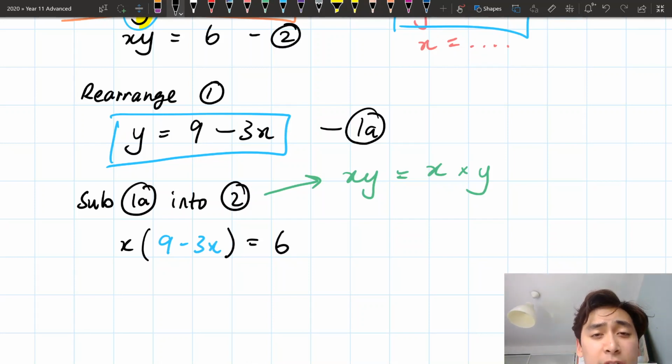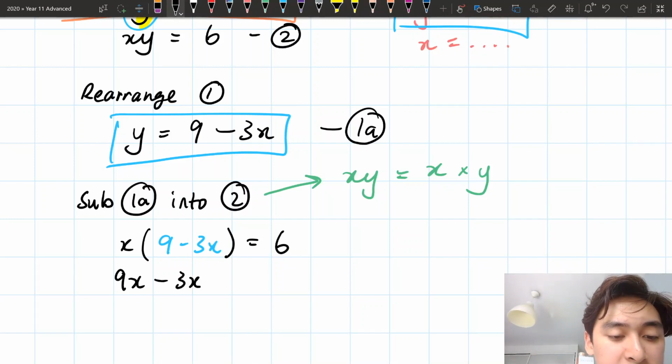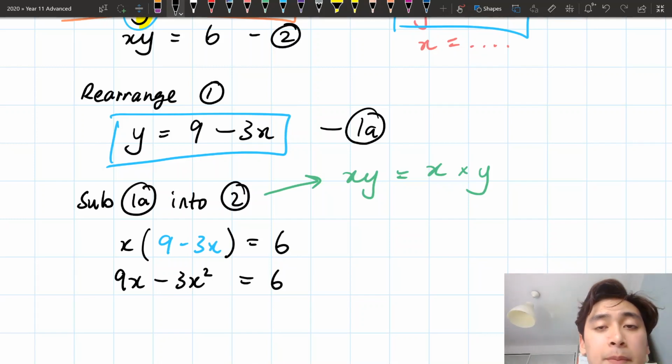Now that I've done that, I'm going to solve this. This will actually give you a quadratic. But if you have a look, we've got that bracket, and I don't like dealing with that bracket, so let's get rid of it. When I expand out the bracket, I get 9x minus 3x squared is equal to 6.